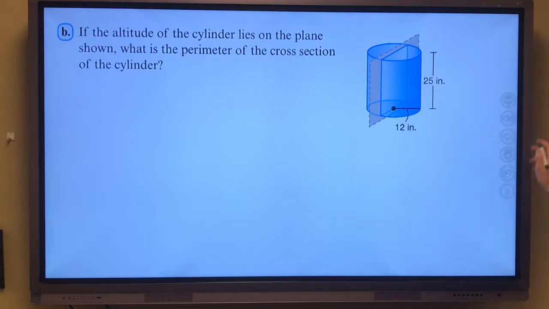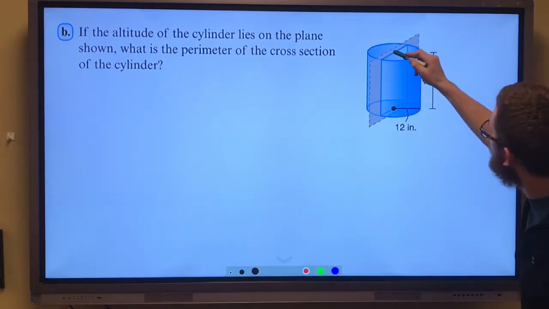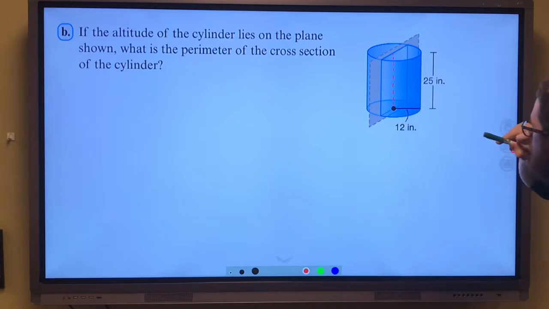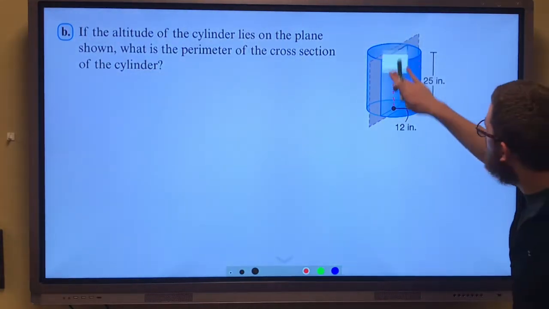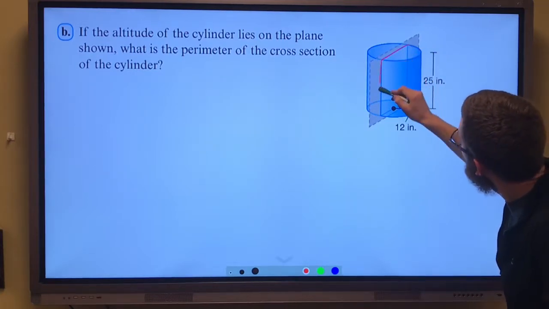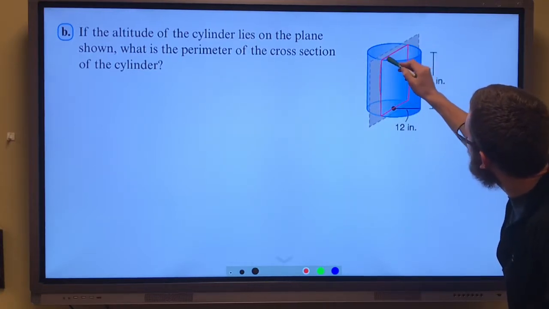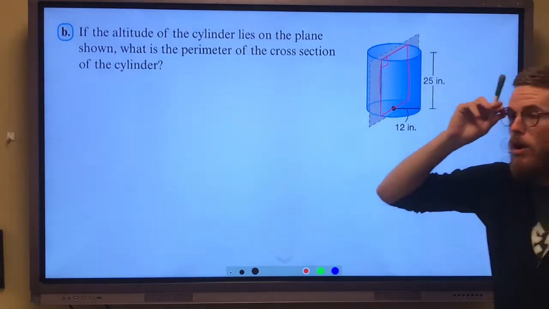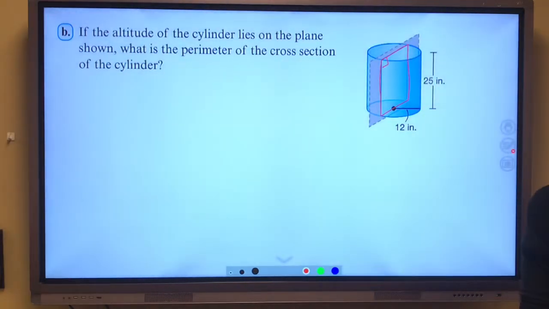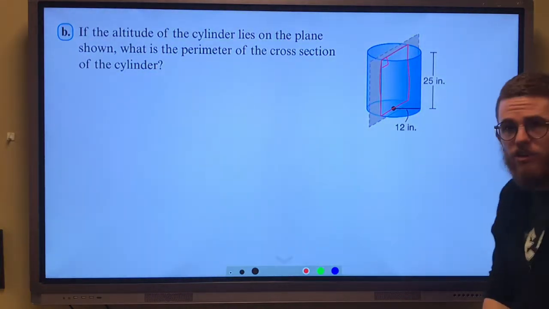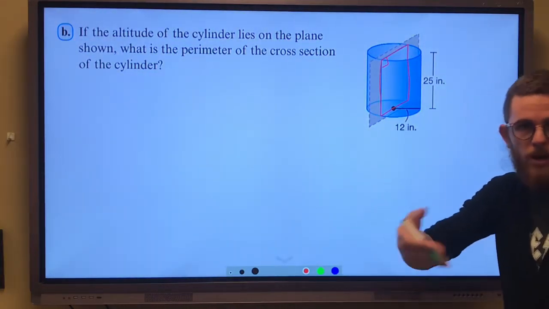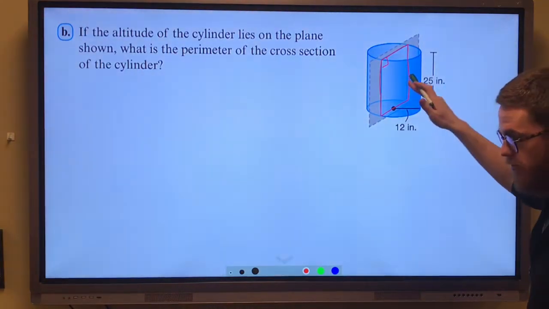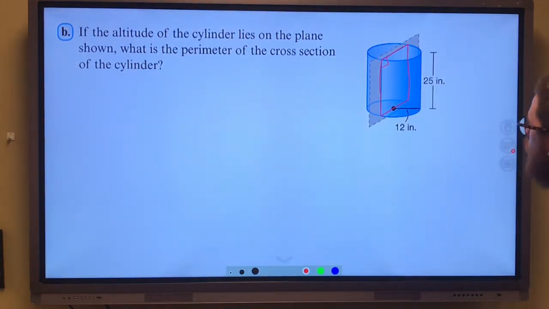Here it says if the altitude of our cylinder lies in the plane shown, okay? What is the perimeter of this cross section of our cylinder? Well, this cross section would be a rectangle. We know that'd be a rectangle. It's forming right angles. It's intersecting the altitude of our cylinder. If it's intersecting the altitude, it forms right angles and so forth. Hence, this must be a rectangle here.